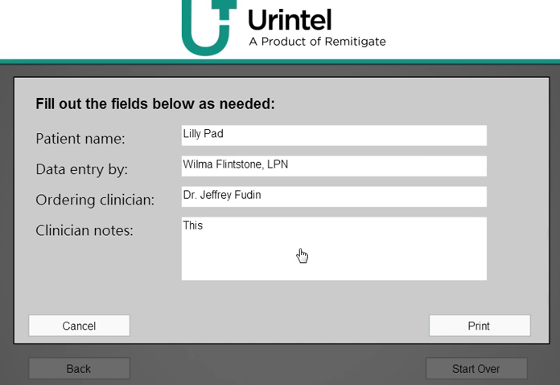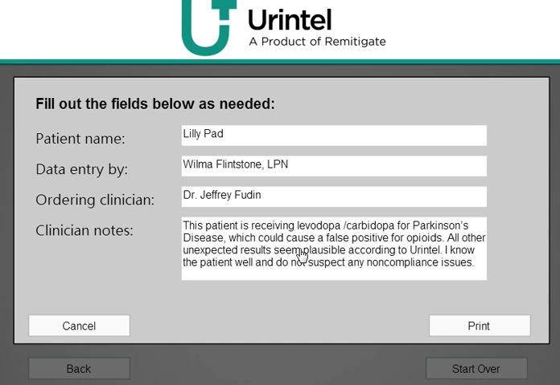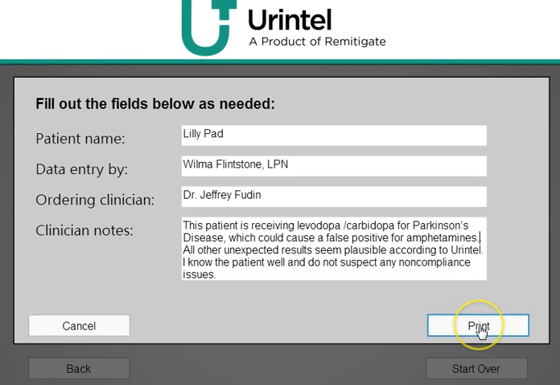So you know this patient, and you can really type in anything that you want here. This patient is receiving levodopa carbidopa for Parkinson's disease, which could cause a false positive. Oh, this is wrong. Parkinson's disease can cause a false positive for amphetamines, right? Okay. And all other unexpected results seem plausible according to Urintel. I know the patient well and do not suspect any non-compliance issues. So now you can take this and print it.